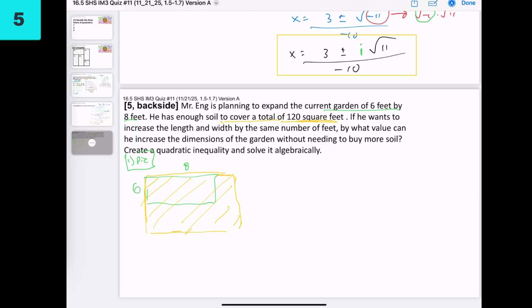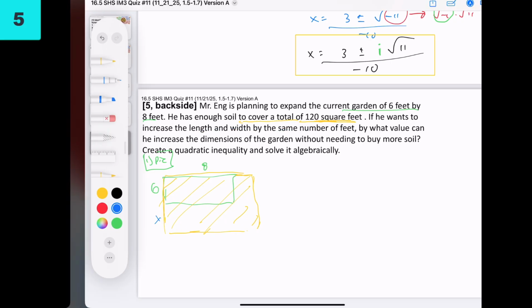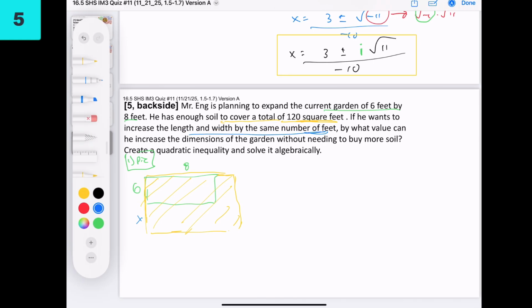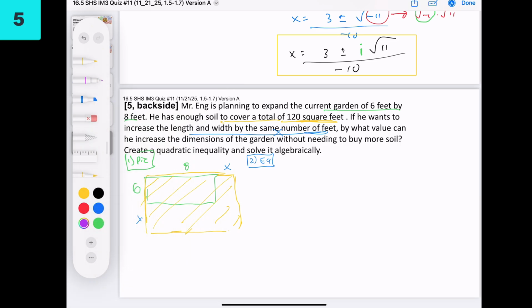He wants to increase the length and the width by the same amount. So this would be called x. If he wants to increase the dimensions of the garden without needing to buy more soil, create a quadratic inequality and solve it. I'm going to write here equations, and I'm going to do 2 of them. And you can pick which one makes sense to you.